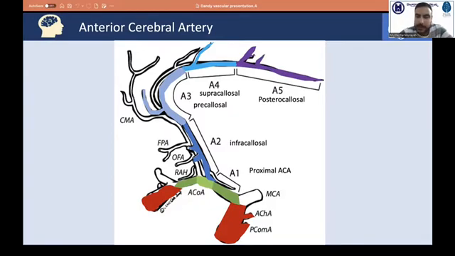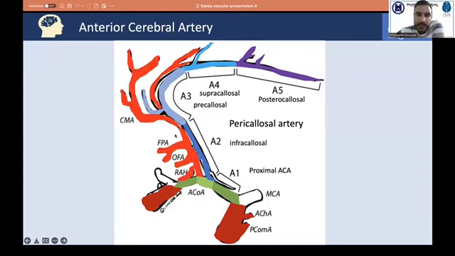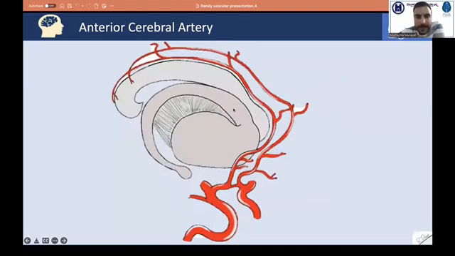As you can notice here, from A2 to A5 all are called something callosal, infra, pre, supra, posterocallosal, in relation to the corpus callosum. So from A2 to A5, the ACA is called pericallosal. It goes round about the corpus callosum, and we will see that in the next slide. This is also the contralateral ACA. Look at the curvature of the ACA, just like someone who's wiping his hair.